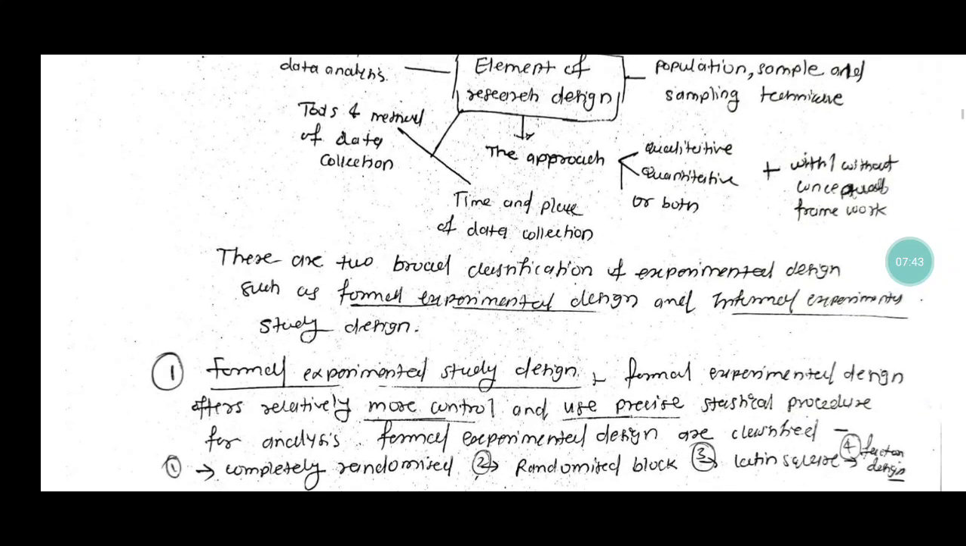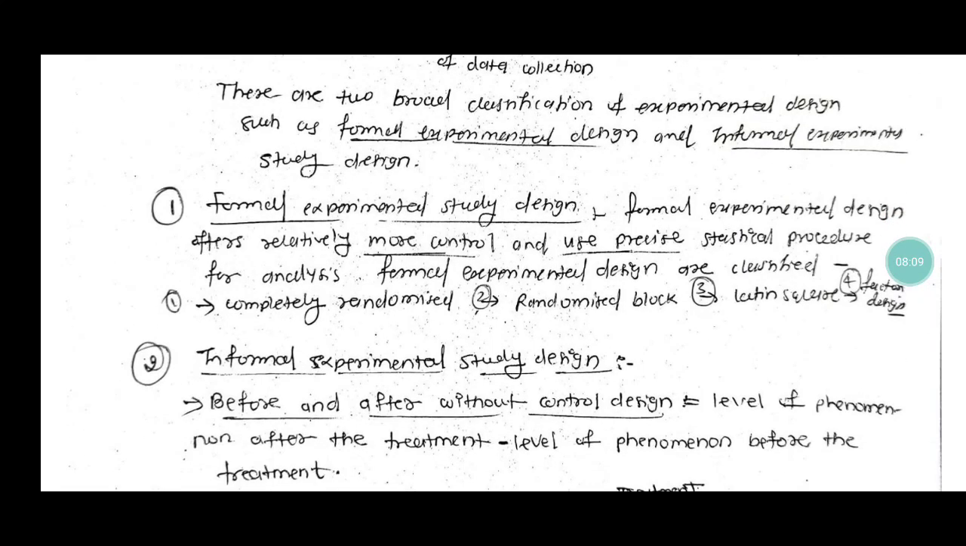So these are the two broad classifications of experimental design, such as formal experimental design and informal experimental design. The formal experimental study designs have relatively more control and use precise statistical procedures for analysis. Formal experimental designs are classified as number one, completely randomized, number two, randomized block, number three, Latin square, and number four, factorial design.